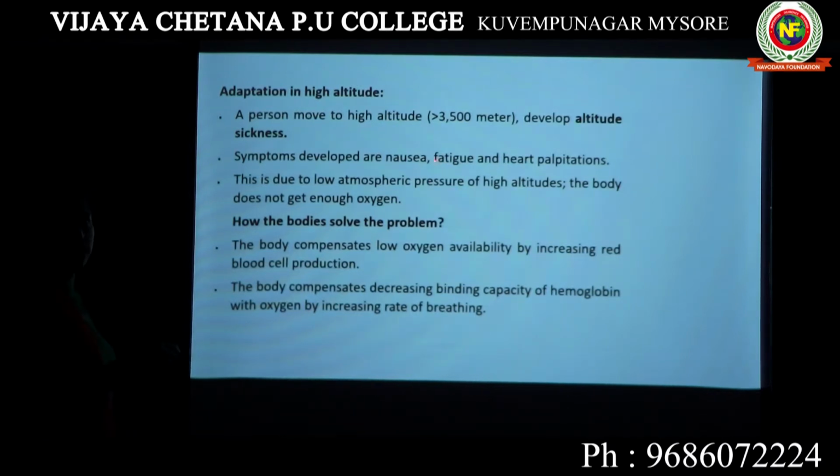Nausea. Nausea is vomiting. Fatigue. Fatigue is a kind of tiredness or restlessness. Heart palpitations. Heart palpitations means your heart starts beating more than the required level or more than the normal level. Why does this happen? Why will a person develop altitude sickness? Why are nausea, fatigue and heart palpitation seen in a person moving to higher altitude? This is due to low atmospheric pressure of high altitudes.